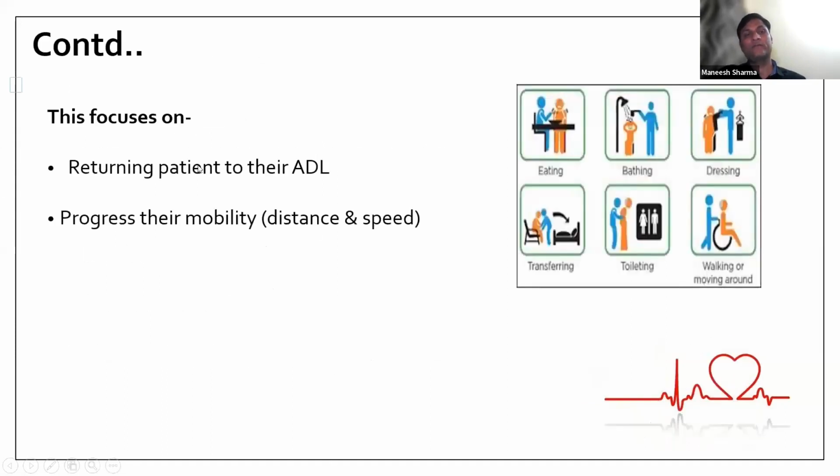This phase also focuses on returning the patient to their activities of daily living, where they can do their eating, bathing, dressing, toileting and walking for a while. The patient can then progress their mobility, that is distance and speed. They can keep on increasing the distance as well as the speed of their activities and exercises.